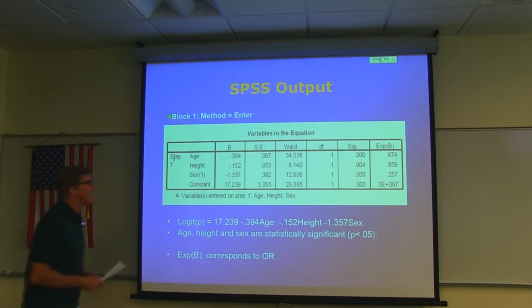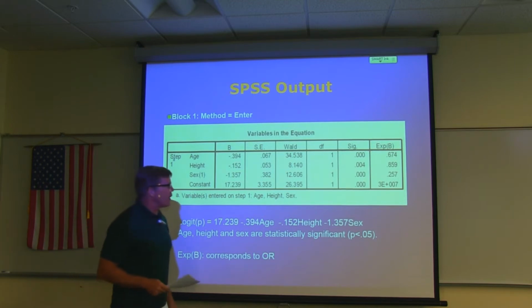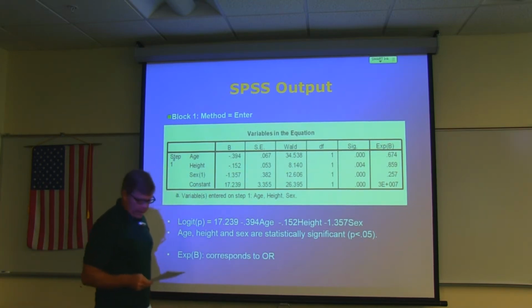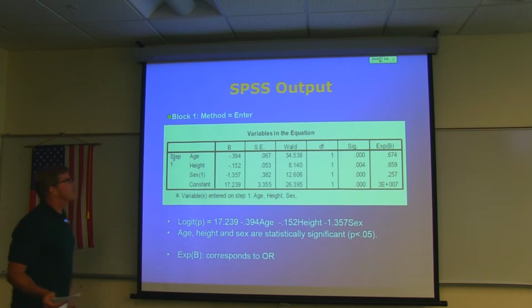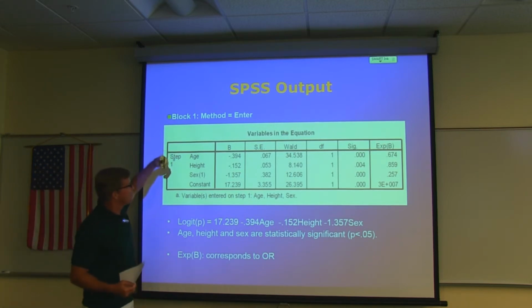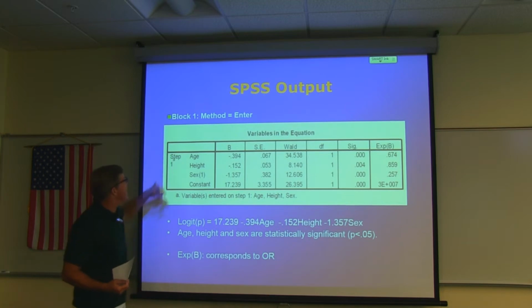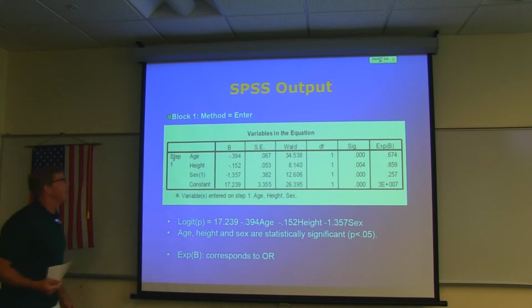And if you look at CDC data out of Atlanta, it will verify that smoking prevalence is indeed higher among men than women. Okay, so again, we have this prediction equation, predicting the likelihood of someone being a smoker or non-smoker depending on age, height, and gender.